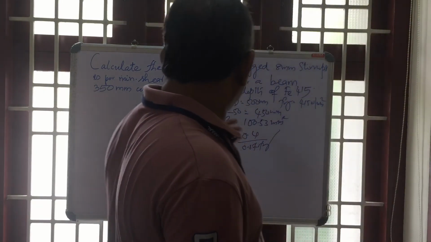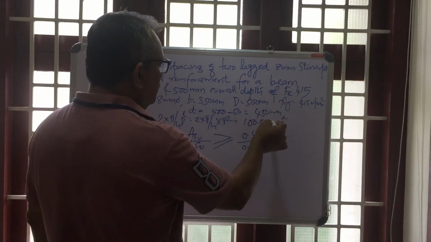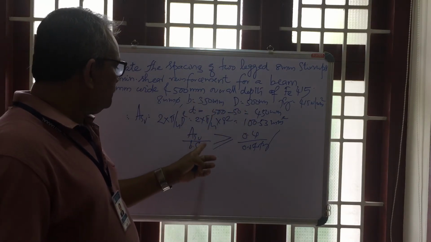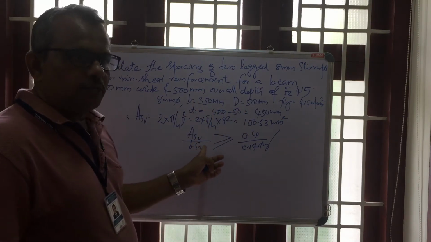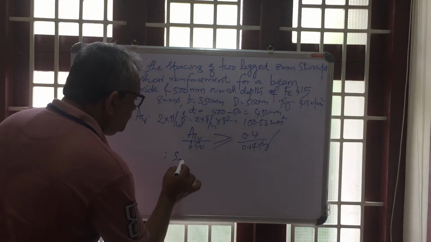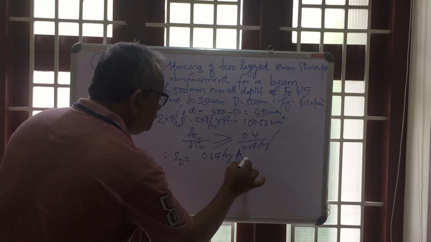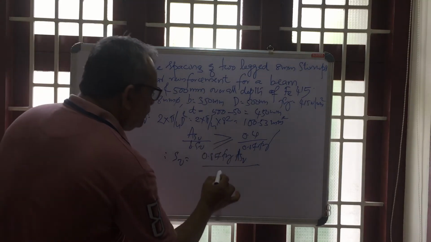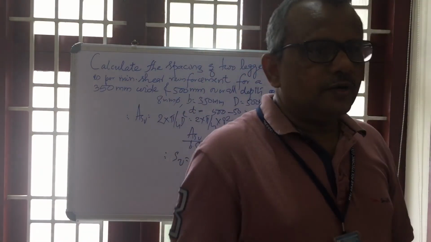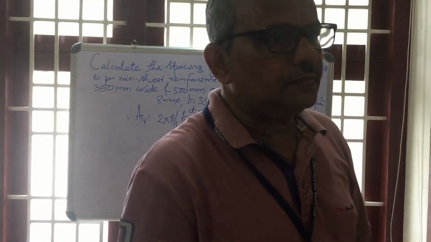That means the spacing of the shear reinforcement. So that means Asv here, 100.53, divided by b, is equal to how much? 350 mm into Sv, where Sv is unknown. Sv is the spacing, right? Therefore, Sv will be equal to 0.87 Fy into Asv divided by 0.4 b, where b is the breadth of the beam, or width of the beam, right?